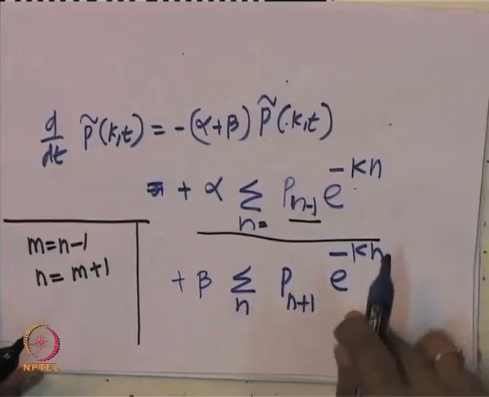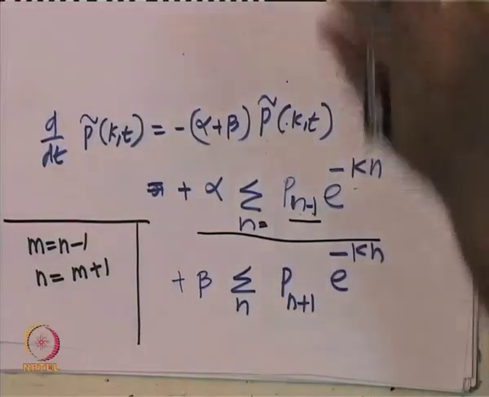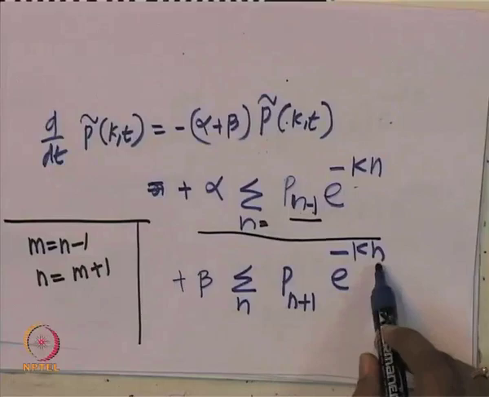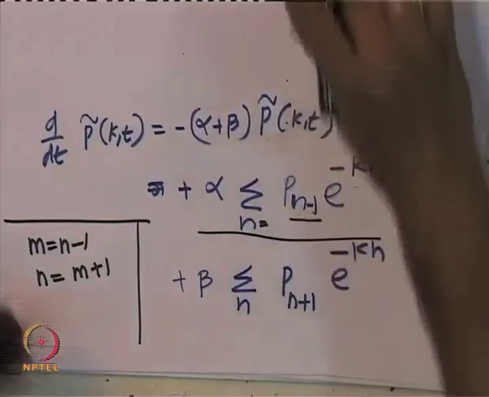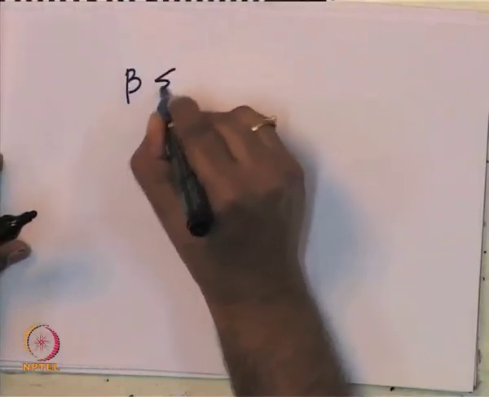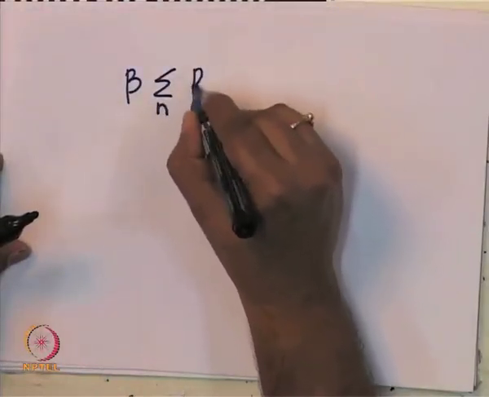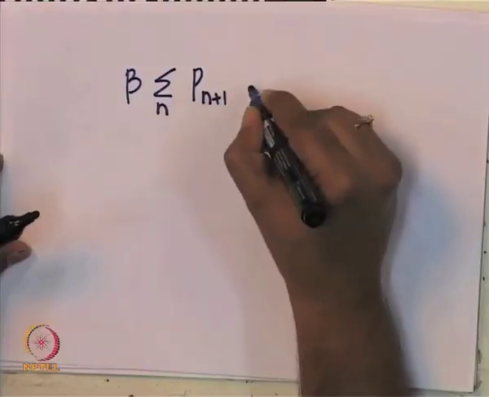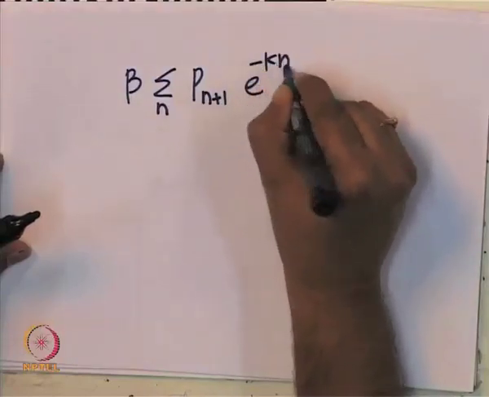So, the next term, let us carefully look at it. The next term is beta sum over n of p n plus 1 e power minus k n. So, let me write that term here. The term is beta sum over n p n plus 1 e power minus k n.